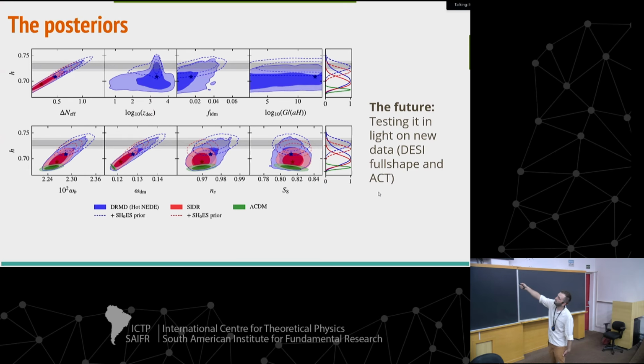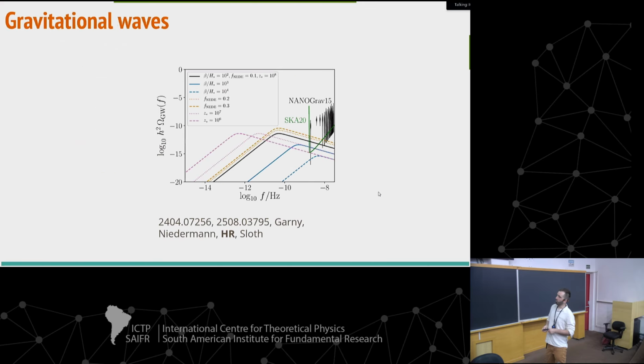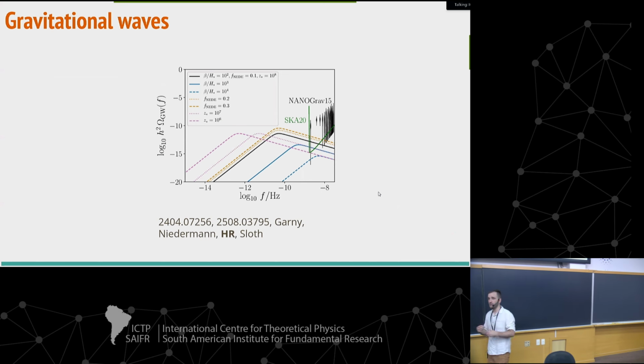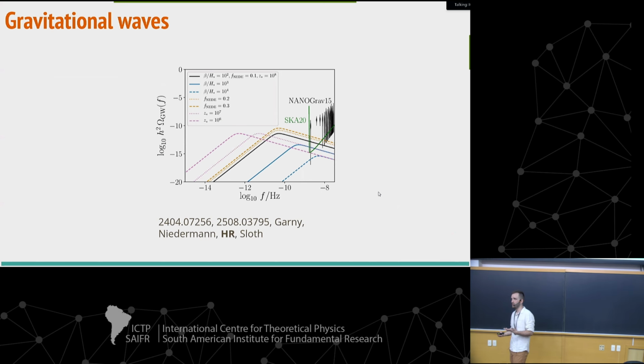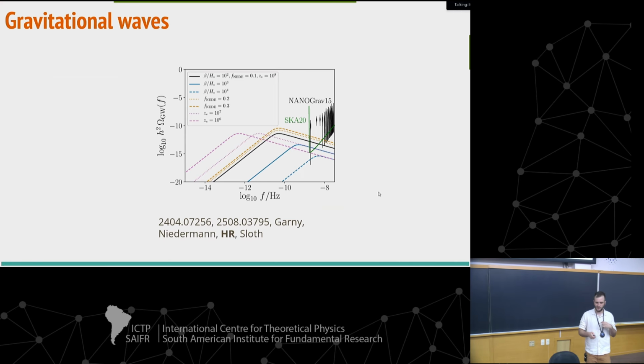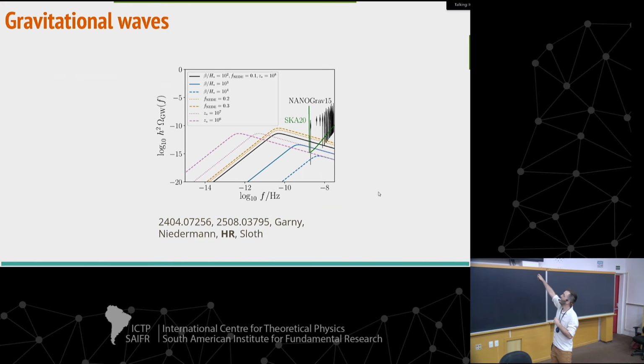So we see that this huge region here allows for large values of H0, and as delta N effective increases, to order 0.5-ish, we're able to reach H0 values that are actually allowed by SHOES data. Another feature of this model is that since you have a phase transition, we can think about gravitational waves. And we're, of course, very excited about gravitational waves in the context of pulsar timing arrays. So I'm just flashing here NANOGrav results and SKA results, so what to expect for SKA.